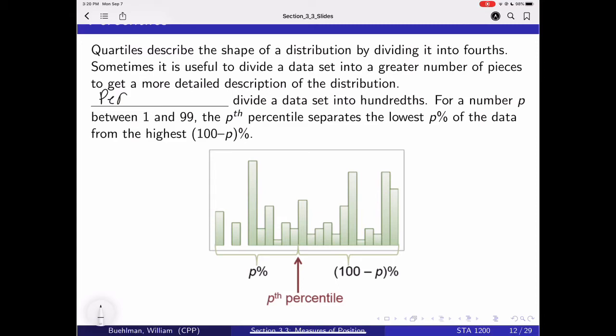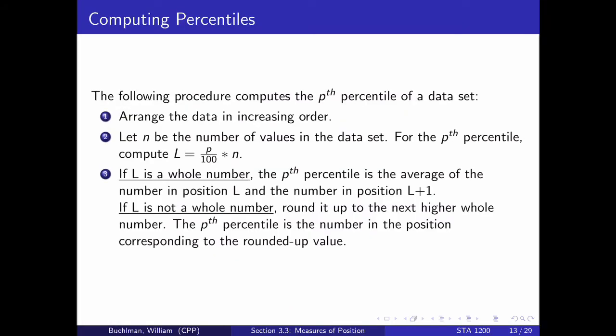Percentiles divide the data into hundredths. For a number p between 1 and 99, the percentile separates the lowest p from the highest, 100 minus p. So, for instance, the 90th percentile separates the lowest 90 from the highest 100 minus 90, which is 10. So it separates the lowest 90% from the highest 10%. Like I said, it's similar to quartiles, but instead of just breaking the data into 4 pieces, we're breaking it now into 100 pieces. The following is the procedure for computing the pth percentile of a dataset.